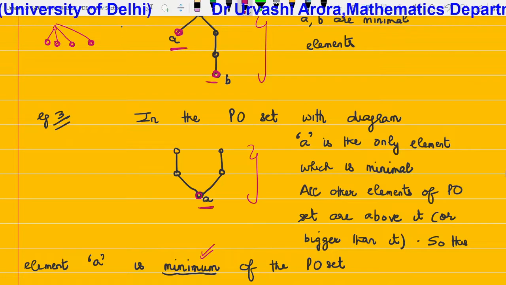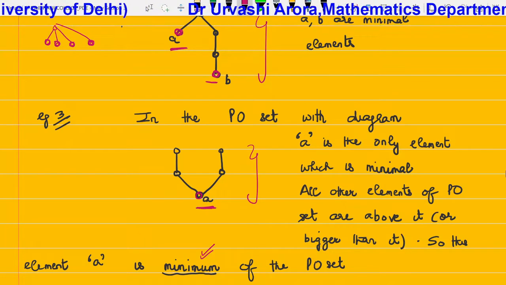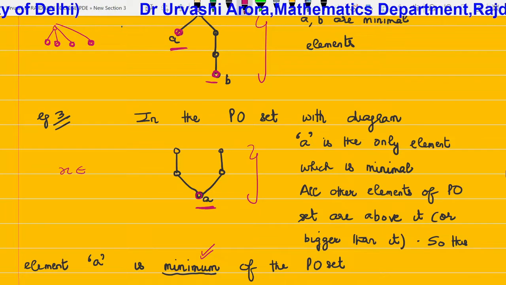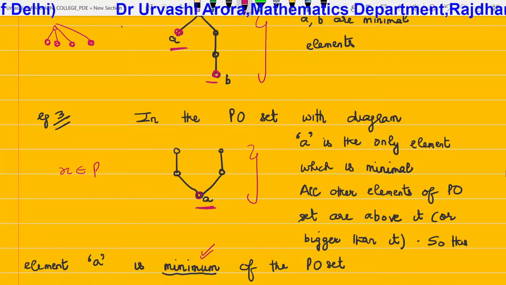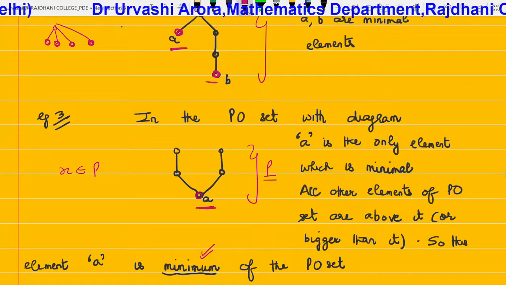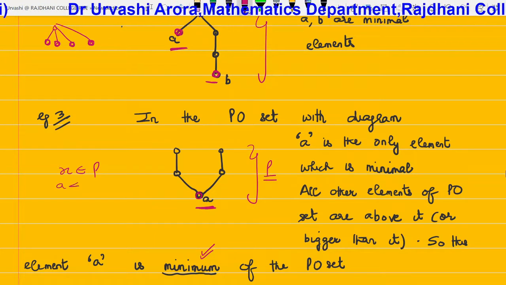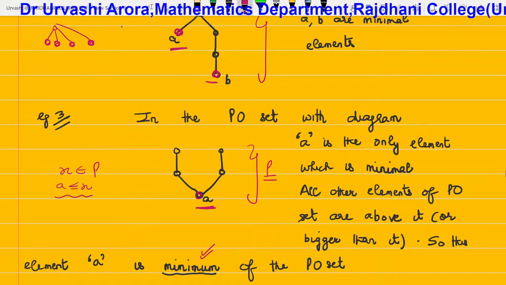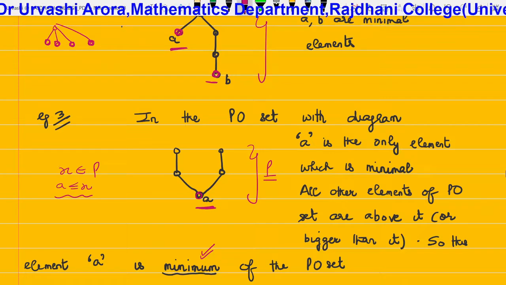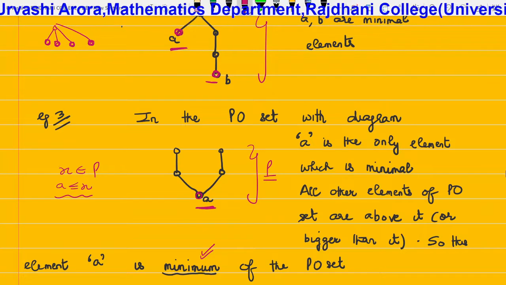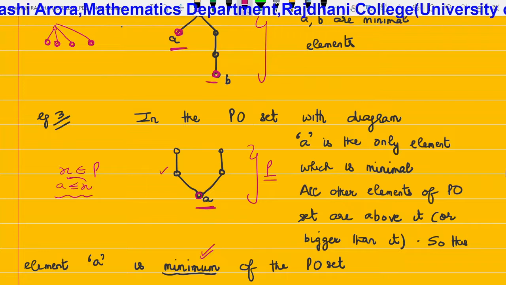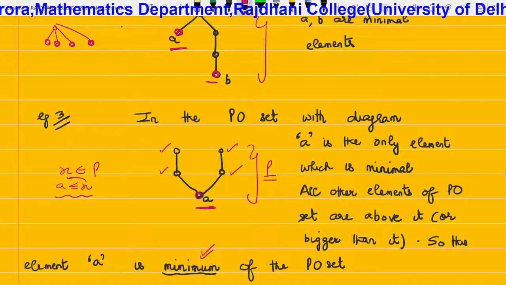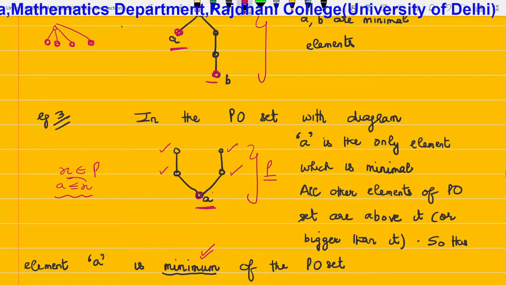Also, we can see that this particular element A, which is the minimal element, is such that every x belonging to P, if we call this PO set P, then every x belonging to P is such that A is less than or equal to x. So A is smaller than every x belonging to P. So every element of the PO set P is bigger than A, or it is above A. So this is above A, this is above A, this is above A, and this is above A. So all the elements are above this element.